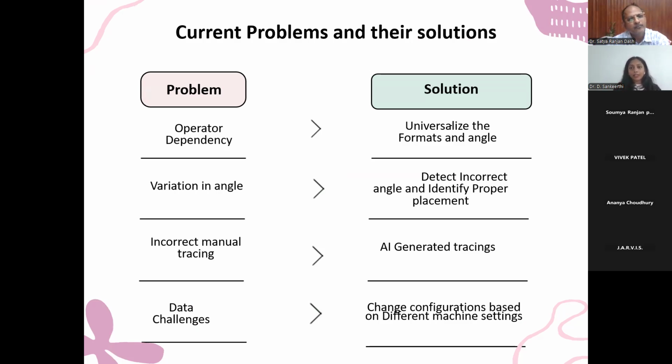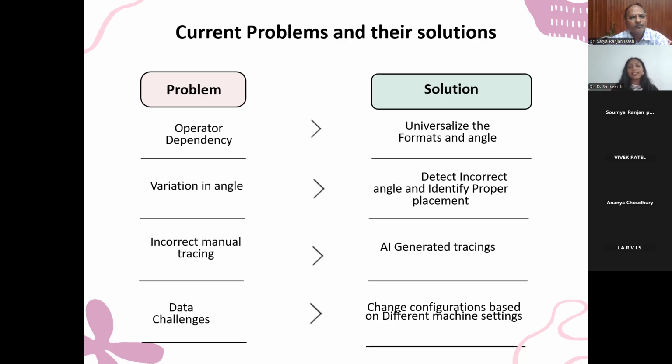And as Sir and as Abhinav had already spoken, ultrasound is very angle and probe dependent. So if we could maybe find a way where AI would help correct the format and the angle of the probe placed on the abdomen, maybe it would help us give better resolution of these pictures. And variation in angle, if AI can help detect the incorrect angle and identify a proper placement of the probe, that would help even those who are not as skilled and not as trained to get a better reading.